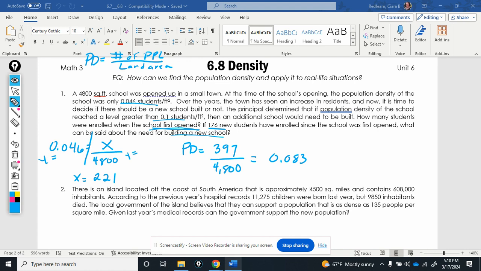Now, the principal said that if the population density was greater than 0.1, then they needed an additional school. So the question asks us, do they need a new school? No, we do not need a new school because 0.1 is what we need, but our answer was 0.083, and we're not rounding because we need the exact density. So we do not need a new school. All right, let's go to question number 2.